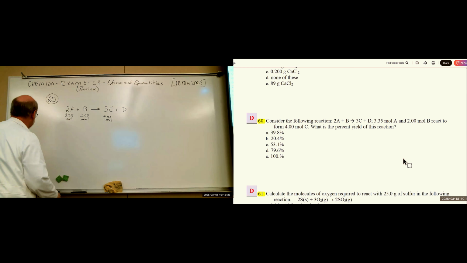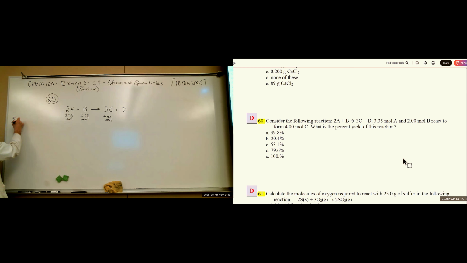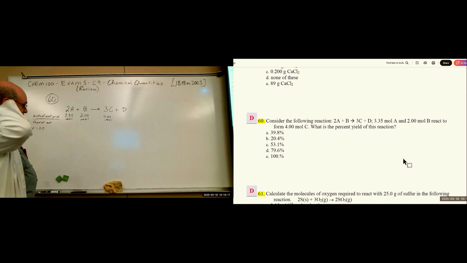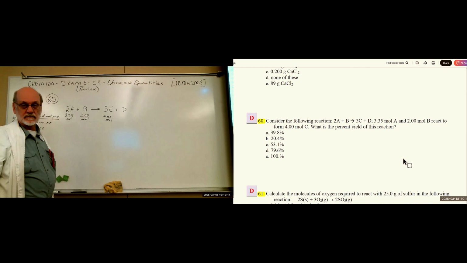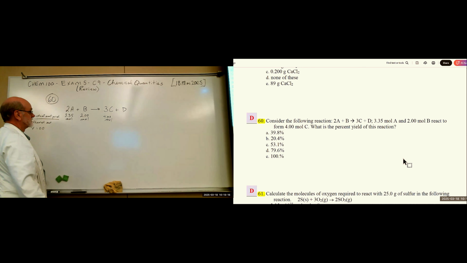Remember, percent yield equals the actual amount of product divided by the theoretical amount times 100. Okay, so the actual amount is 4 moles. But what's the theoretical amount?